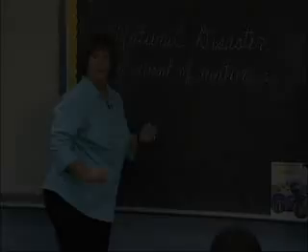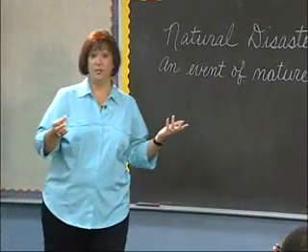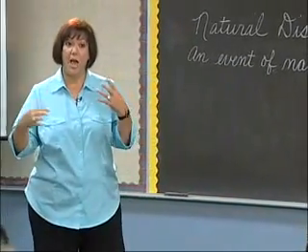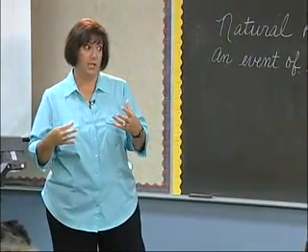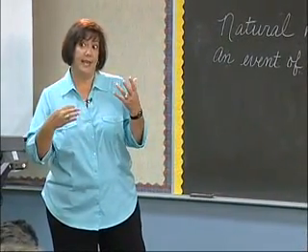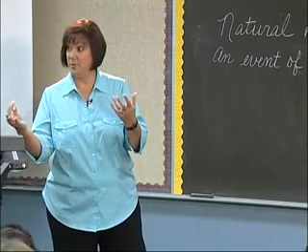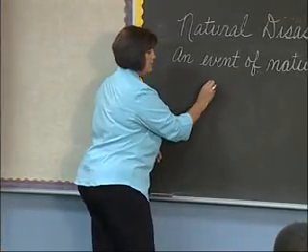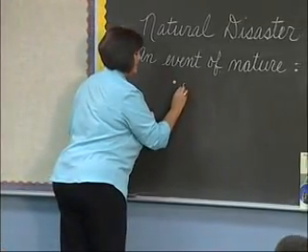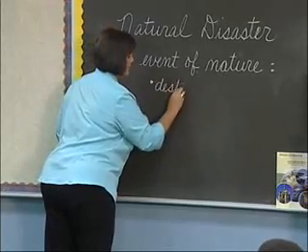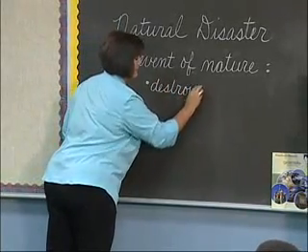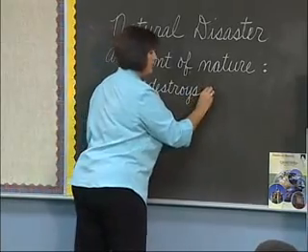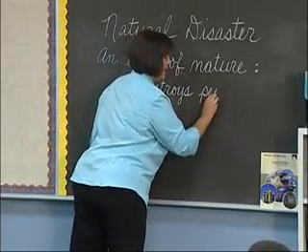Okay, good. So a natural disaster is an event of nature. And then a lot of y'all said how it affects people. So we said that it destroyed people's lives, correct? So we're going to add that in. It's an event of nature that destroys or affects people's lives.